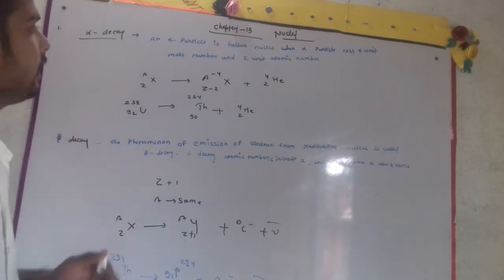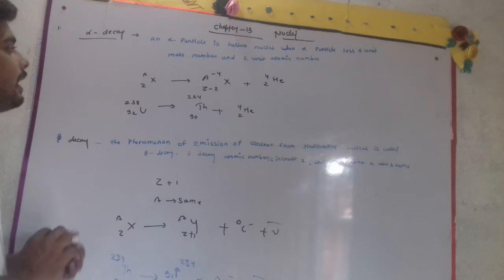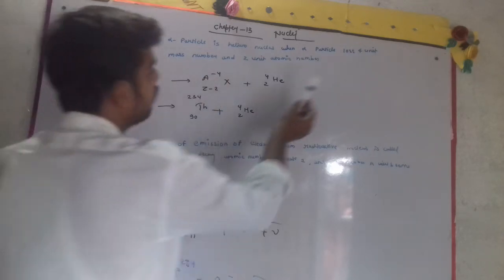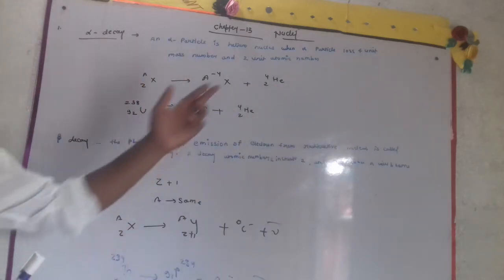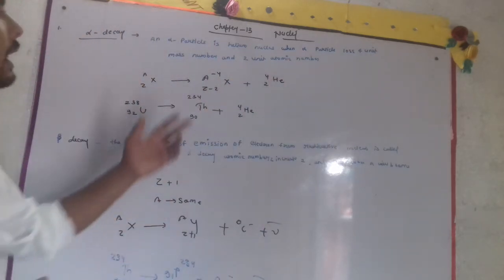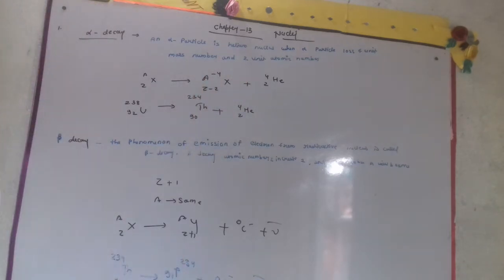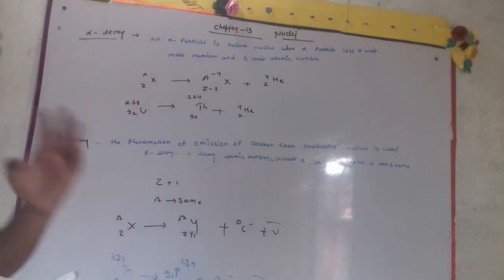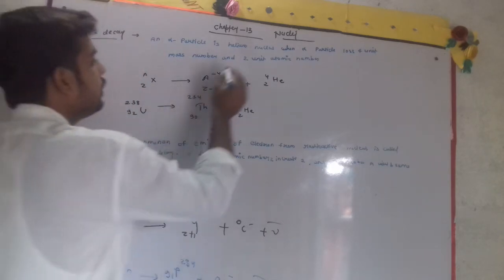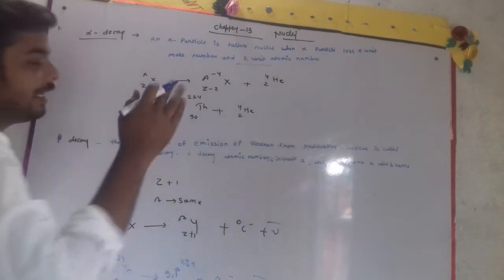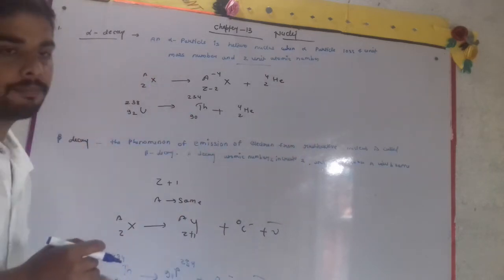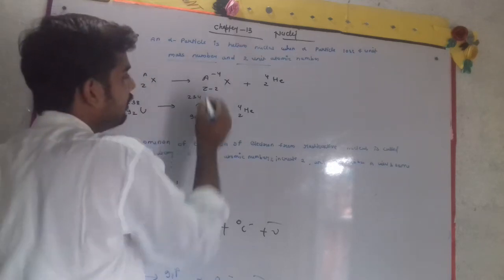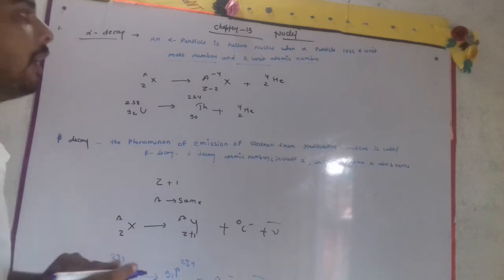So what is alpha decay? We know that an alpha particle is a helium nucleus. When a nucleus loses 4 units of mass number and 2 units of atomic number, mass number and atomic number we have discussed earlier, then this decay is known as alpha decay.